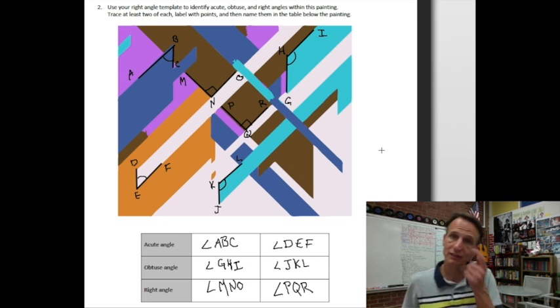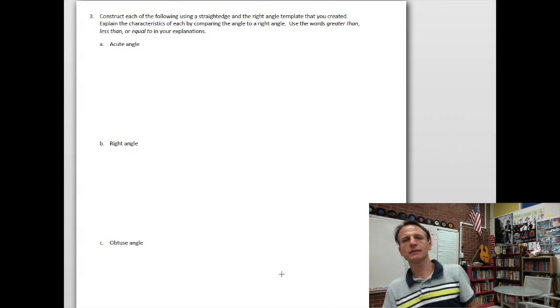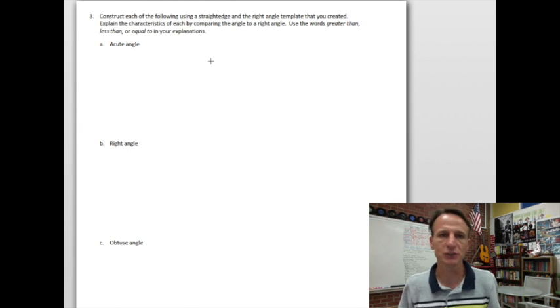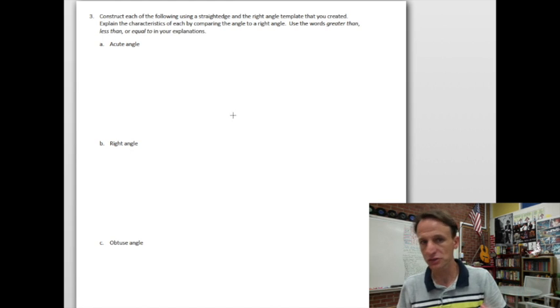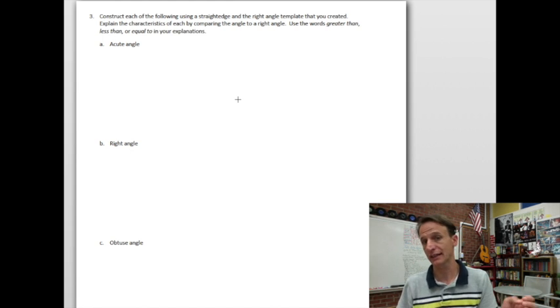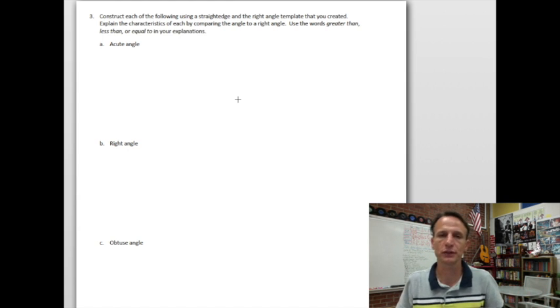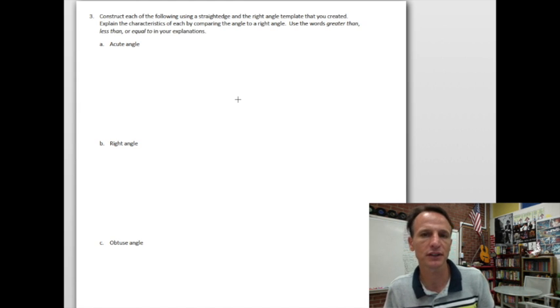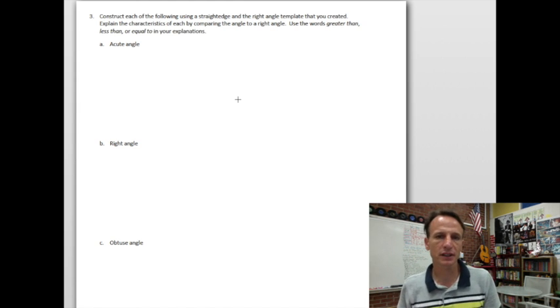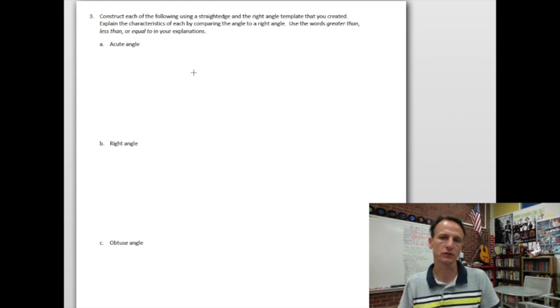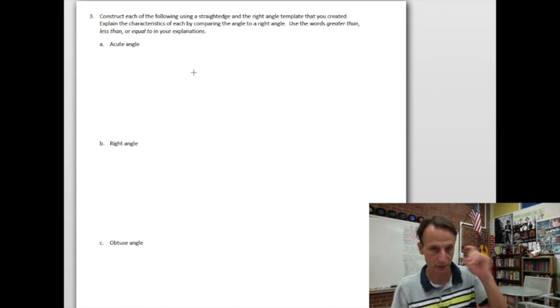Almost done with homework time. Let's check out the last one now. Here in number 3, we're to construct each of the following: acute angle, right angle, obtuse angle, using a straight edge. Straight edge just means a ruler or anything that has a straight edge on it, and the right angle template that you created. Again, if you don't have that with you, you can use a corner of a book or anything else that has a right angle to it. Explain the characteristics of each by comparing the angle to a right angle. Use the words greater than, less than, or equal to in your explanations.